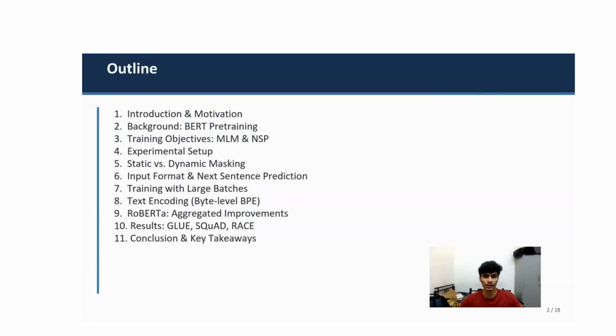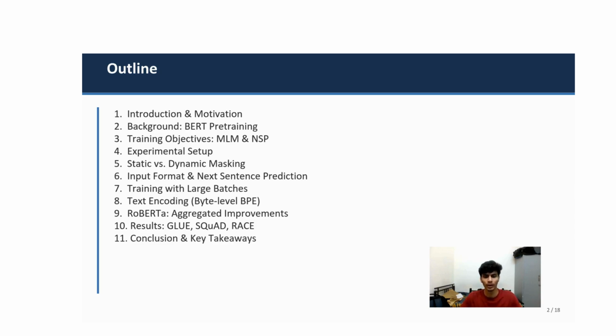Hello everyone, now coming to the outline. In this presentation, we will first understand the motivation behind improving BERT and why existing comparisons between language models were not reliable. Then we will revisit how BERT works, including its training objectives such as masked language modeling and next sentence prediction.